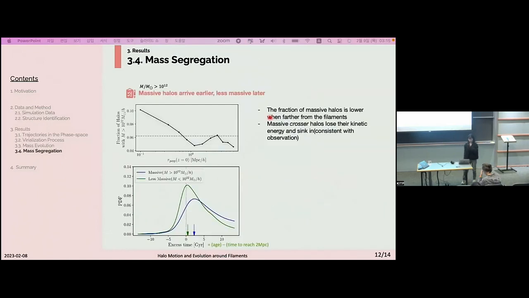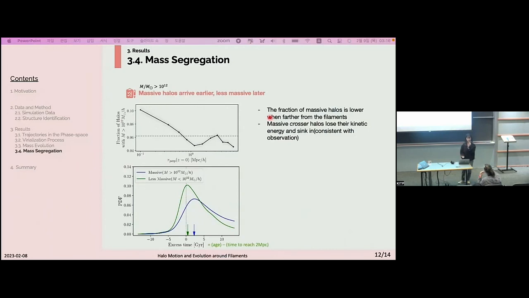Okay, so lastly, we also studied mass segregation, which is the observationally confirmed phenomenon that massive objects are closer to the structural bones. We also see the mass segregation pattern in our simulation data, as in the first figure there. And various types of reasons could be in your head right now.